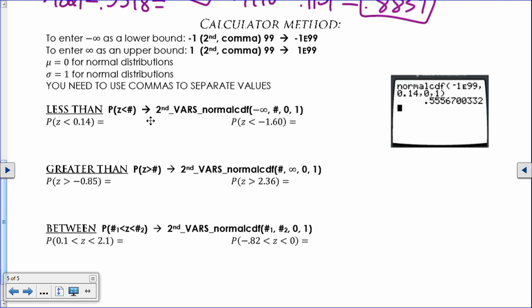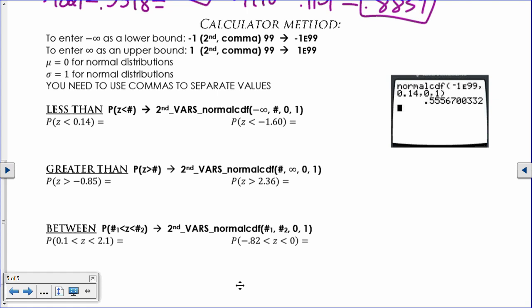Okay, you go to second, and then there's a button that says VARS, V-A-R-S. You want to hit second VARS, and then you want to go to the normal CDF. That's option 2, right? And then push enter. Okay. Now, there are different situations.